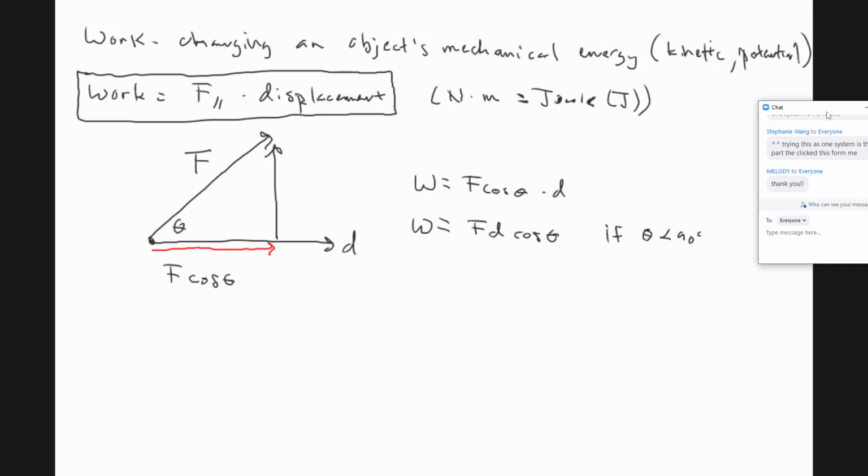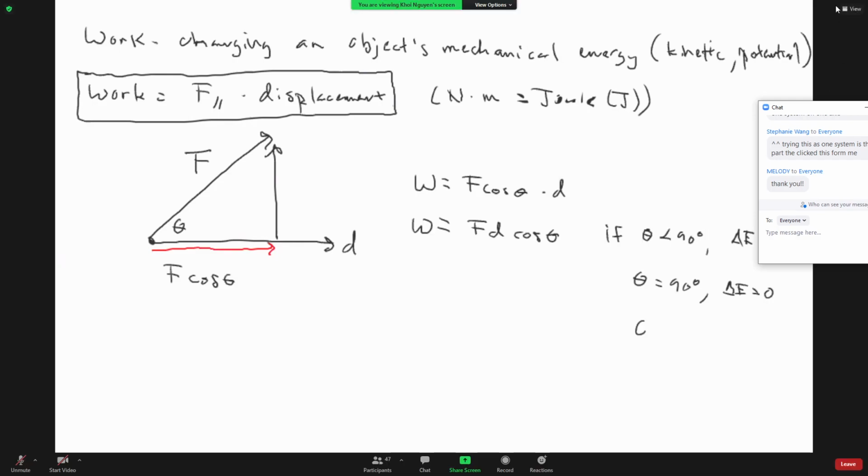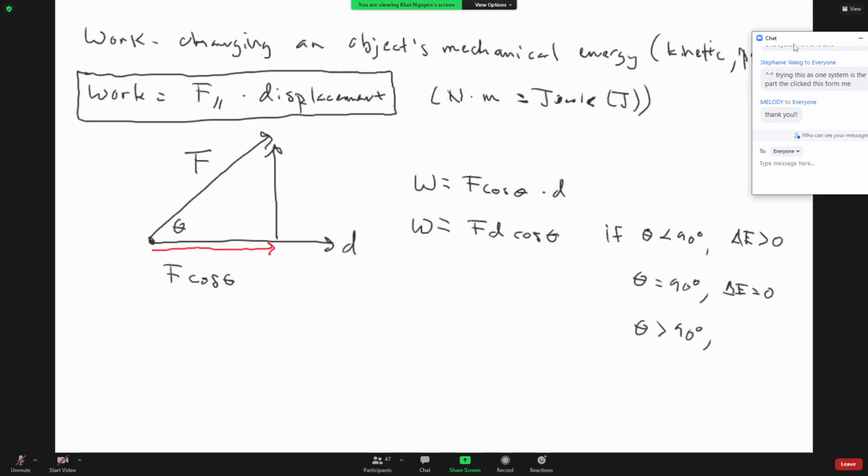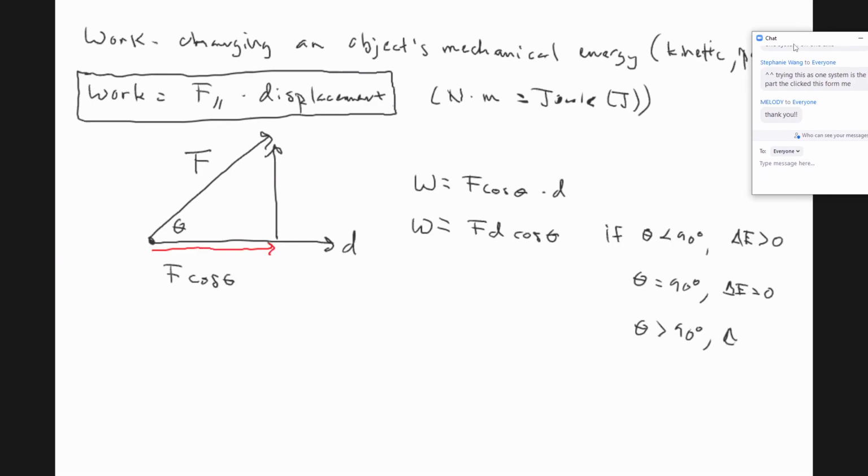Now, if that angle is less than 90 degrees, then we're going to have positive change in energy. If that angle is equal to 90 degrees, then we have no change in energy or no work being done. And if that angle is greater than 90 degrees, we're going to have that change in energy being negative, or negative work is being done on the object. Or work is being taken, or energy is being taken out due to work from that object.